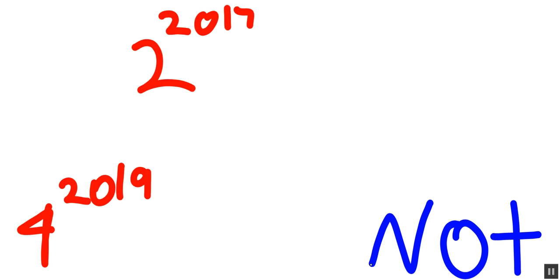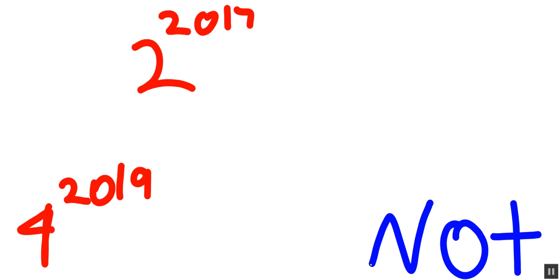Well, we have 2 to the power 2017 and 4 to the power 2019. Well, those two numbers have odd exponents. So how do we exactly figure out which one is not a perfect square? Well, let's use some important knowledge of exponents.